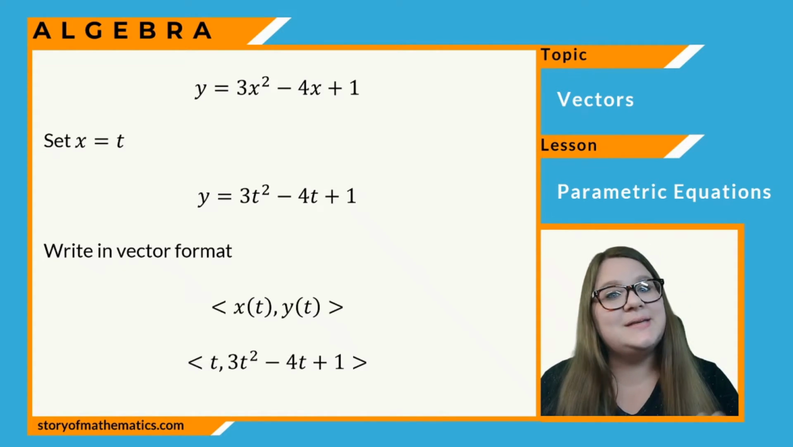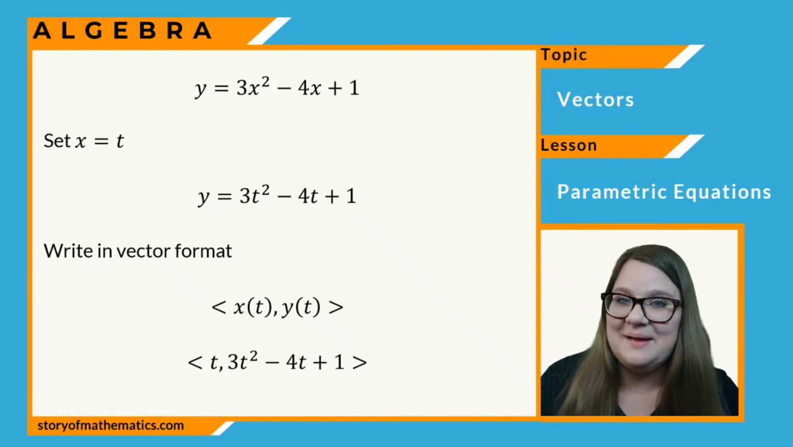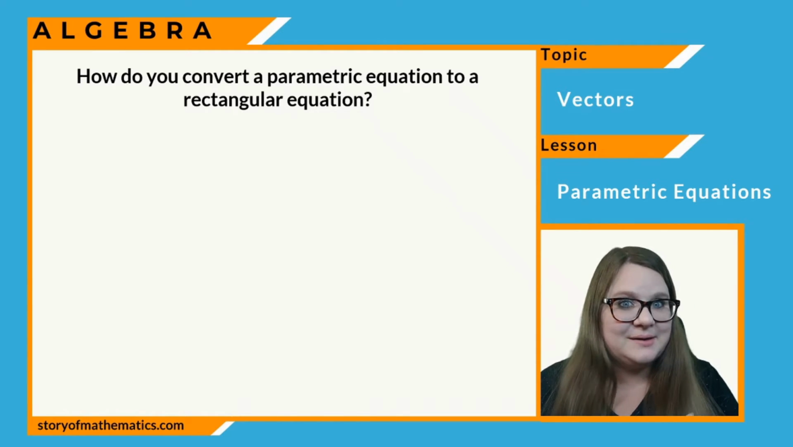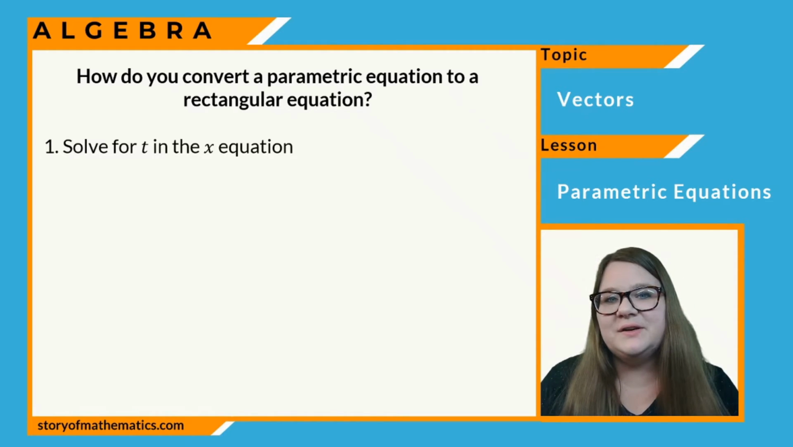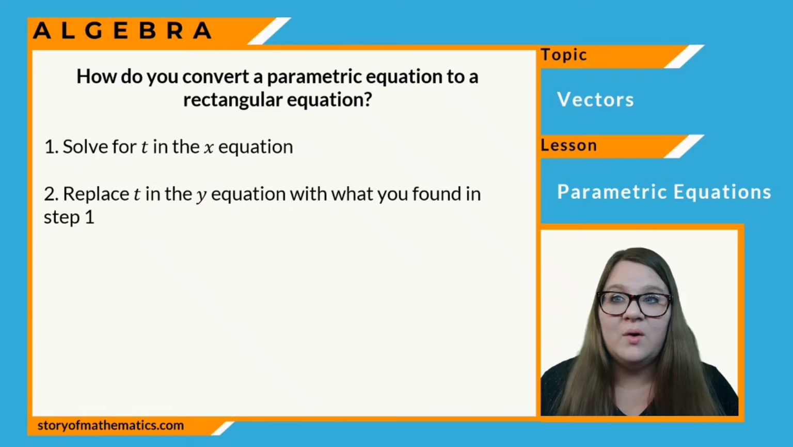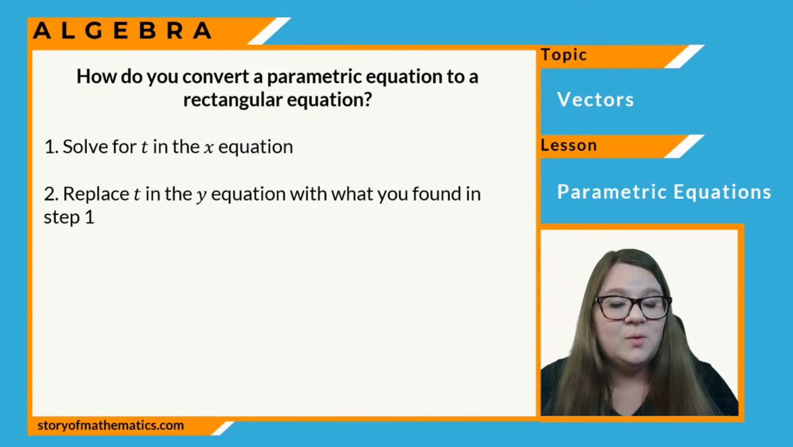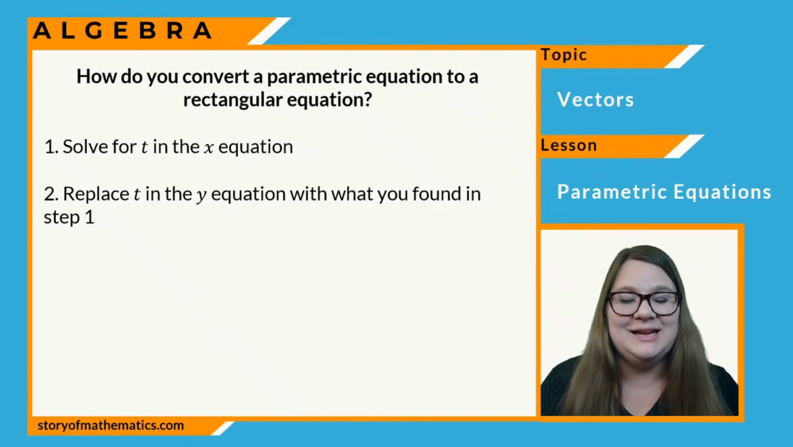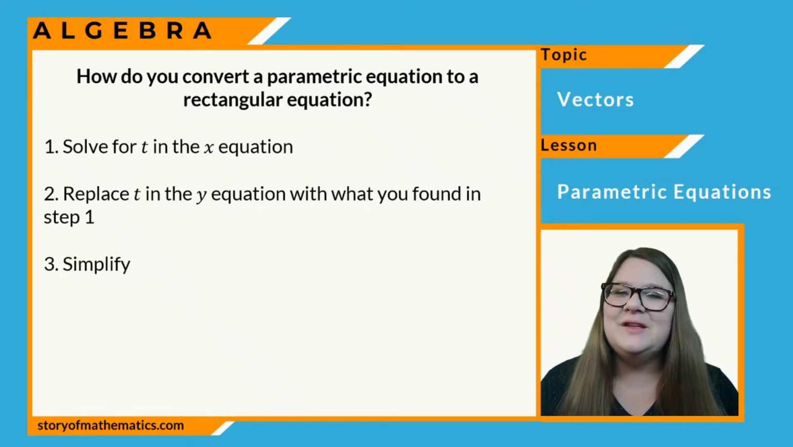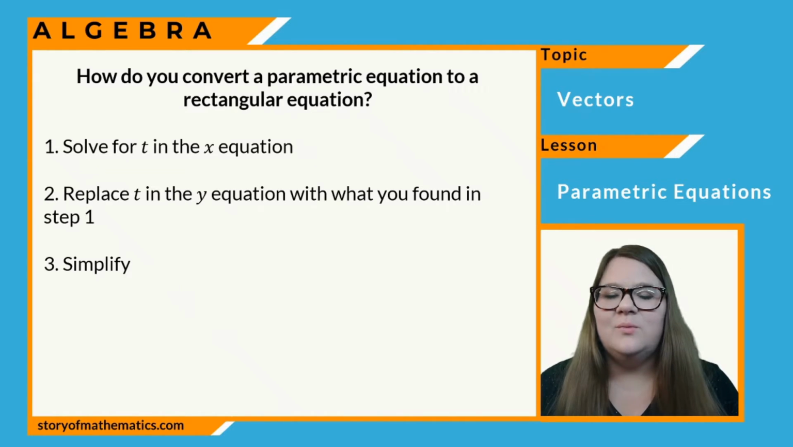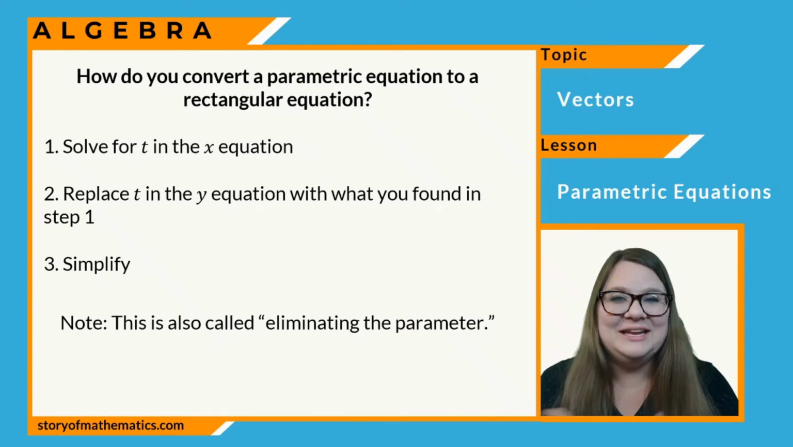Now, that was going from rectangular format to parametric format. What if we need to go the other way? We need to start with the parametric equation and turn it into a rectangular equation. What we're going to do first is solve for t in the x equation. Once we've done that, we're going to replace the t in the y equation with what we found in step 1. So you solve for t in terms of x, you substitute that in for t in the y equation. Then you'll simplify. At the end of all this, you're going to have an equation that's in that rectangular format, that y equals style.